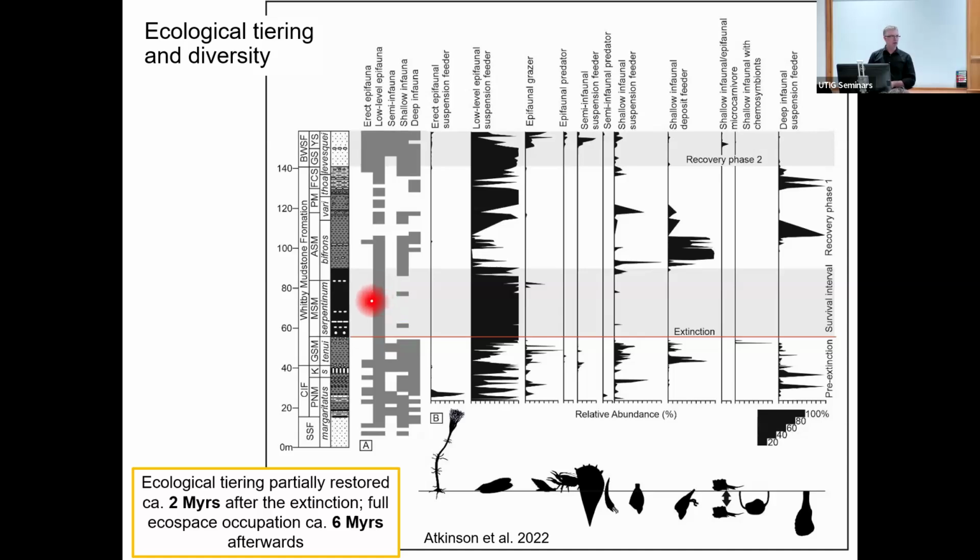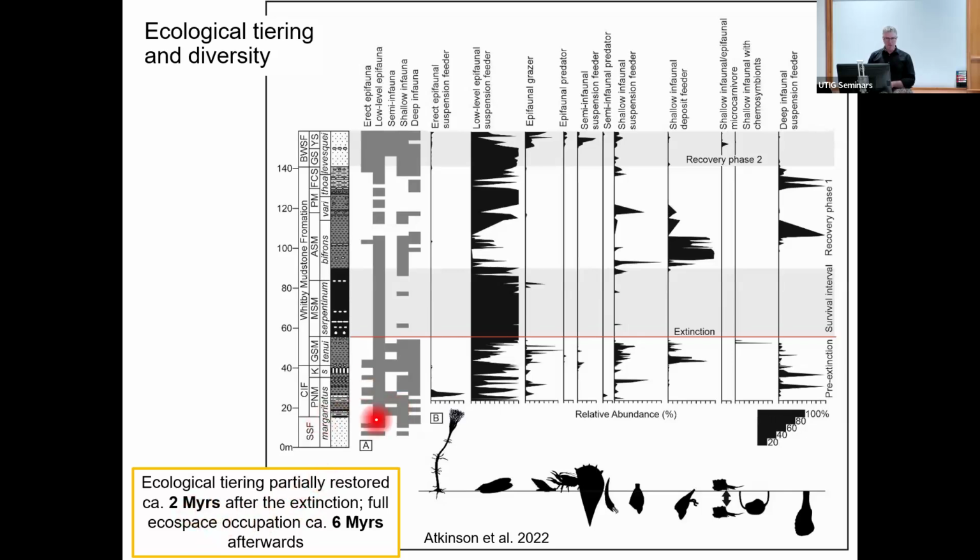You've pretty much only got a few bivalves which are living on the sediment surface as filter feeders. Then in the later recovery phase, or the early recovery phase, you'll see things start to pick up, but it's really only by the very end of the Toarcian that you start to see ecological diversity reflective of the diversity that we saw prior to the extinction event in the basin.